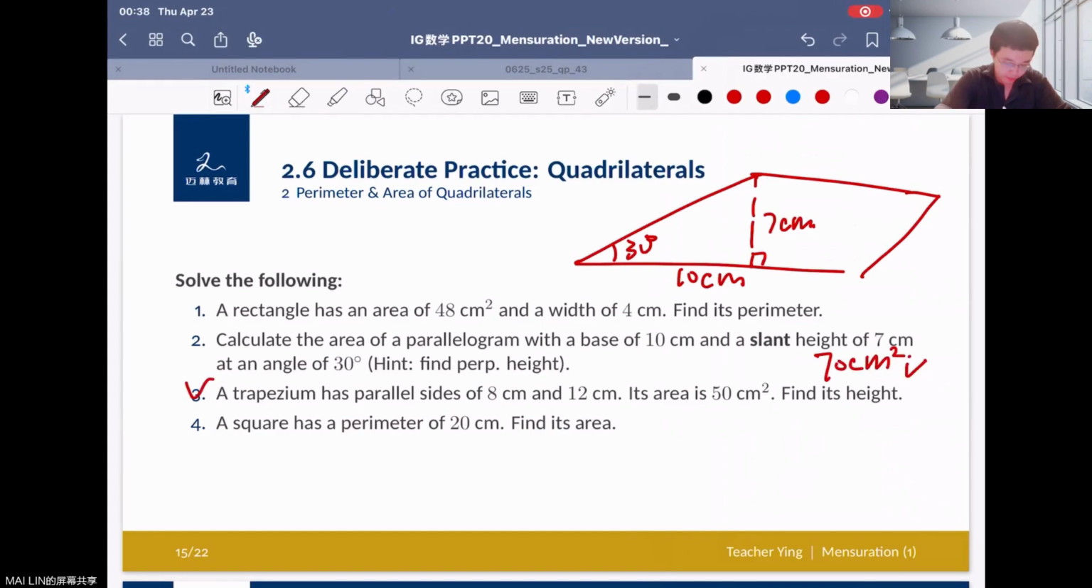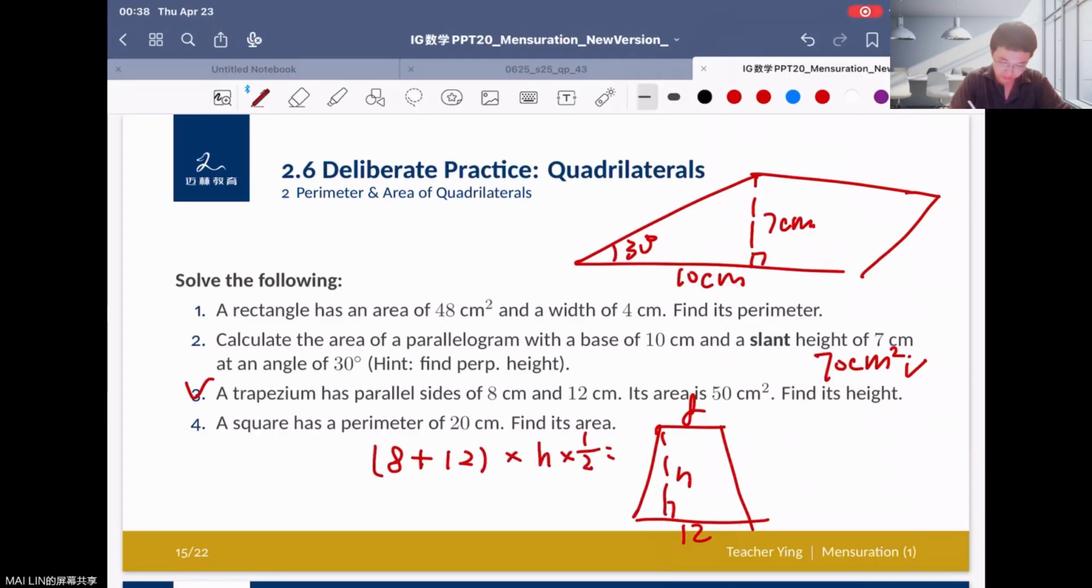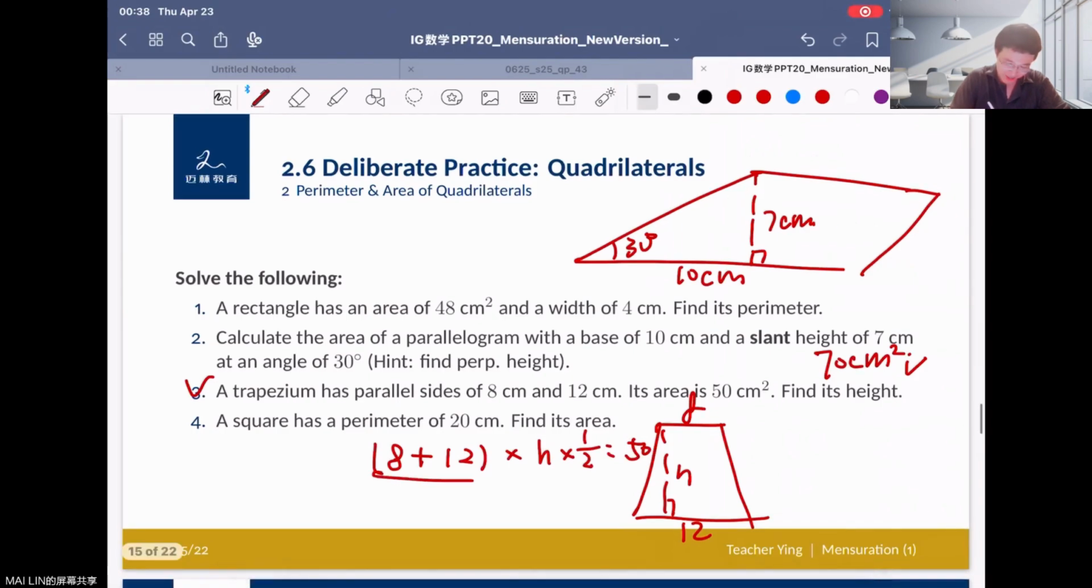For problem 3, a trapezium has parallel sides of 8 centimeters and 12 centimeters, and the area is 50. So this is 8, this is 12. Using the formula, the upper base is 8 plus the base 12, then times the height times a half equals 50. So 8 plus 12 equals 20, and 20 times the height times a half equals 50. You calculate that the height equals 5 centimeters. That is the third problem.